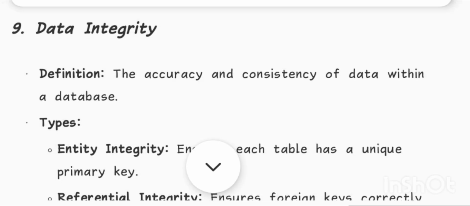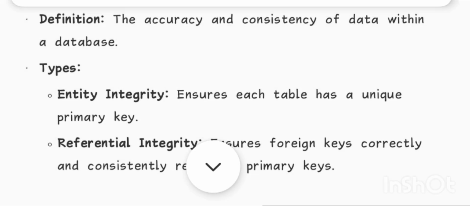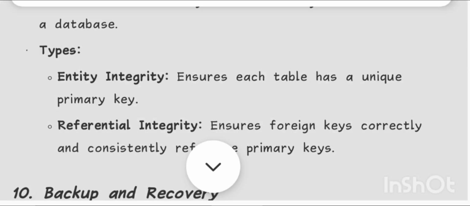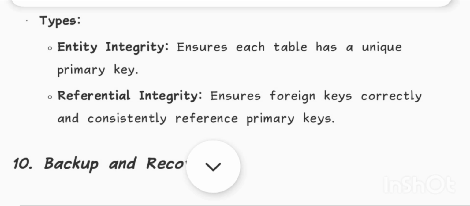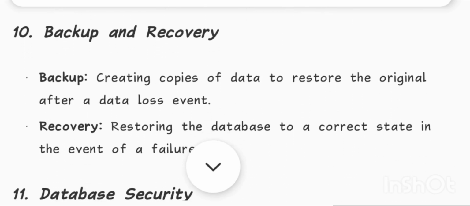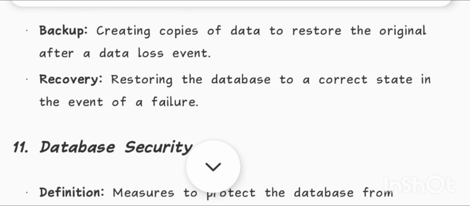9. Data integrity. Definition: the accuracy and consistency of data within a database. Types: entity integrity ensures each table has a unique primary key. Referential integrity ensures foreign keys correctly and consistently reference primary keys. 10. Backup and recovery. Backup: creating copies of data to restore the original after a data loss event. Recovery: restoring the database to a correct state in the event of a failure.